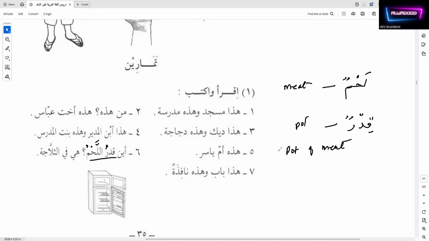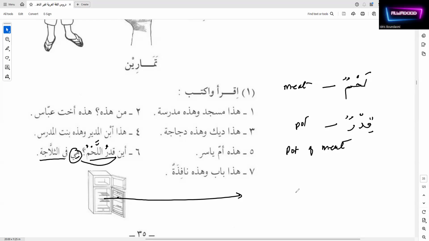Or where is the pot of meat? The pot in which we have the meat. So here is a part relationship. أين قدر اللحم. Here في الثلاجة. Here is referring to the qidr. The qidr is a feminine noun. Let's look at the ثلاجة.